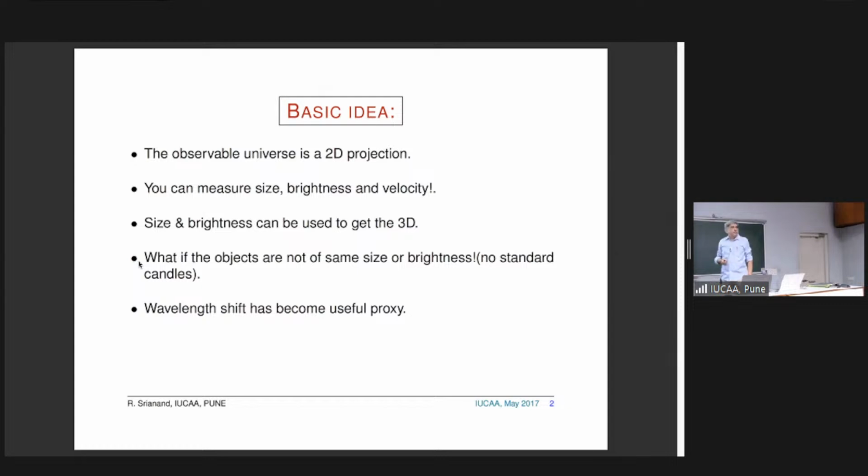Wavelength shift can be a useful proxy. This is what I am going to highlight to you, how you can use wavelength shifts as a proxy for measuring distances. So we will focus on this today. Okay, it is interesting, right?